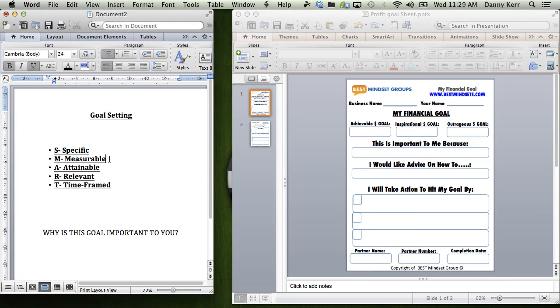Measurable. So we touched on this in specific, but measurable is all about having a goal that has a number or something tangible tied to it so you can see whether you hit or missed. So if my goal was to make more money in my business, that's not very measurable. But if my goal is to make $5,000 more this month, then I know whether I hit or missed based on that exact number. It gives me a very clear target. So make sure your goals are measurable.